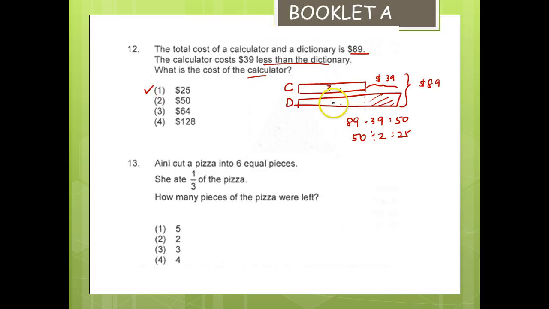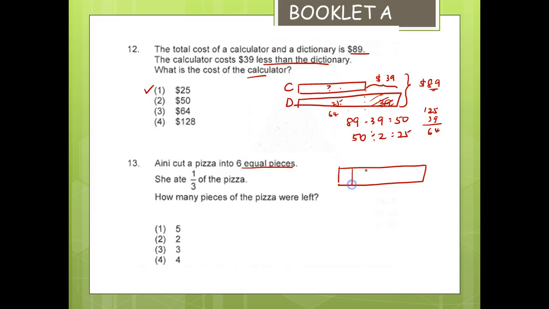The dictionary will cost 25 plus 39, which is 64. So if I add up 64 plus 25, it gives me 89. So that's how I check. Question 13. Ain cut a pizza into 6 equal pieces.